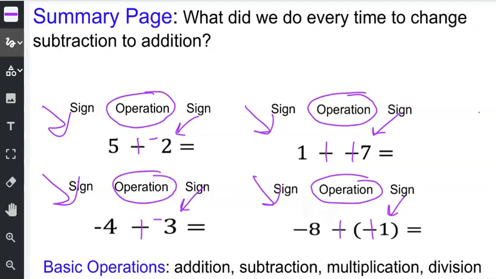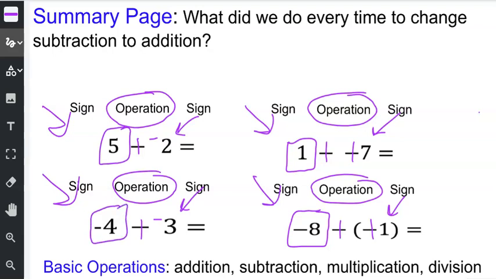I also want you to notice that the first number here doesn't ever change, okay? We're changing what is happening to that number. And what is happening to that number is either you can call it subtracting 2 or adding a -2.